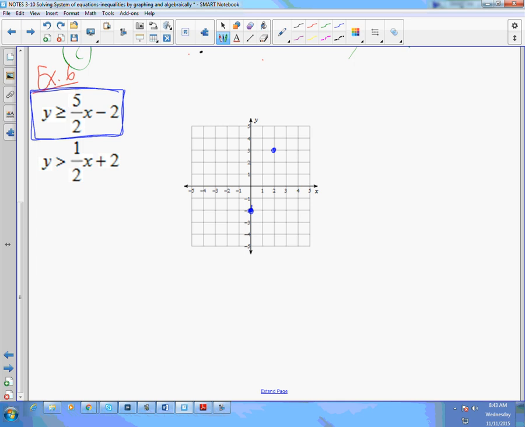Should this be a solid line or a dotted line? Solid or dotted? Good. Should be solid, because it's equal to. So take your ruler and draw it solid, with arrows on both ends of the line.